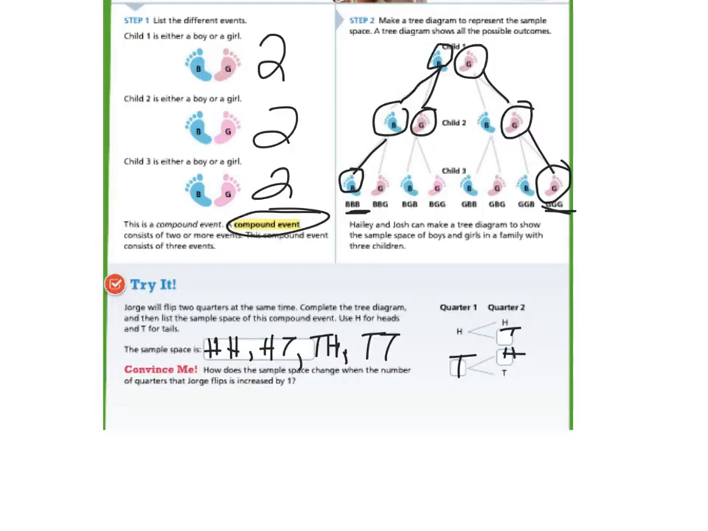In this try it question, Jorge is flipping 2 quarters at the same time. Each quarter has 2 possible outcomes. And what you'll notice is that there are 4 outcomes altogether. The sample space shows all 4 of those outcomes. In other words, quarter 1 could be heads, and so could quarter 2. Quarter 1 could be heads, and quarter 2 could be tails. Quarter 1 could be tails, and quarter 2 could be heads, and both quarters could be tails. So there are 4 possible outcomes for this compound event.